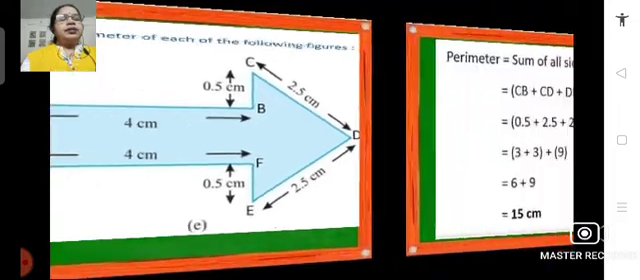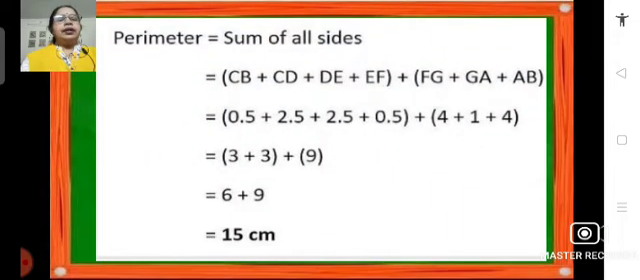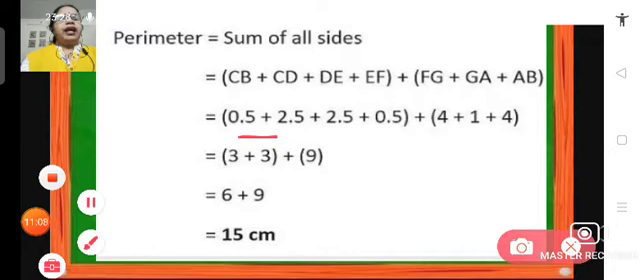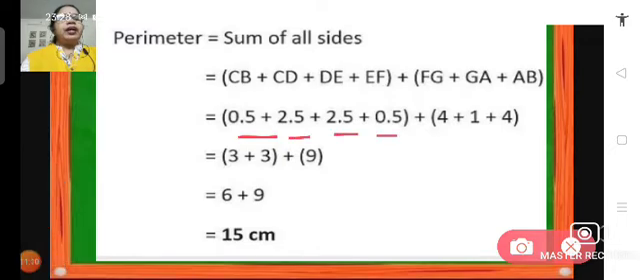So we have done this here. We have added the lengths of all these sides. It is 0.5 plus 2.5 plus 2.5 plus 0.5 plus 4 plus 1 plus 4. When we add all these, we get 15 centimeters. So 15 centimeters is the perimeter of this figure.